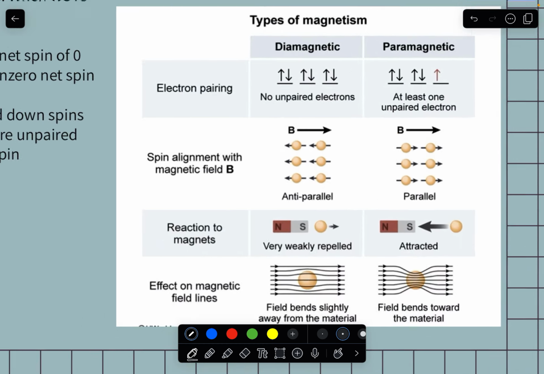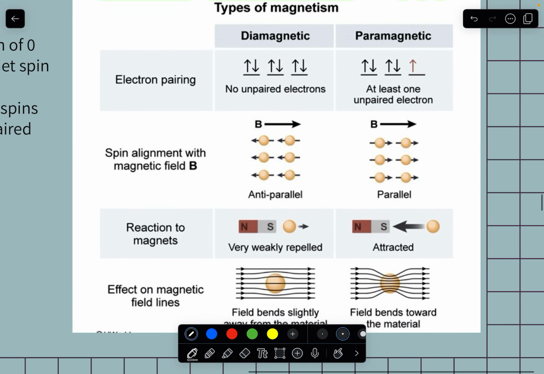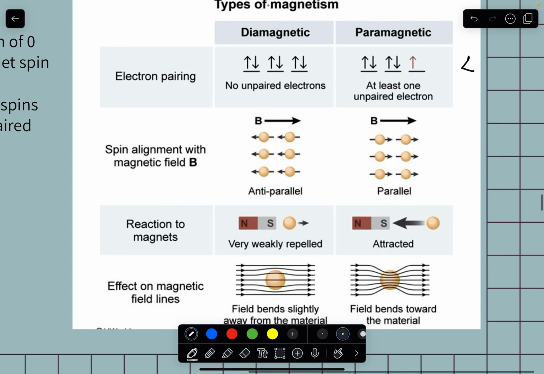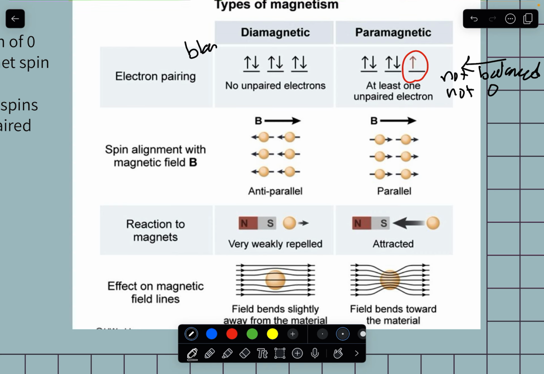So what this looks like, let's look over here. We have 2 electron configurations here. One of them is fully paired on the left side, right? There are no unpaired electrons. On the right, though, we do have 1 unpaired electron. If it's unpaired, it's not balanced. And if it's not balanced, it is not 0 for the net spin. On the left side, it is balanced, so the net spin is going to be 0.